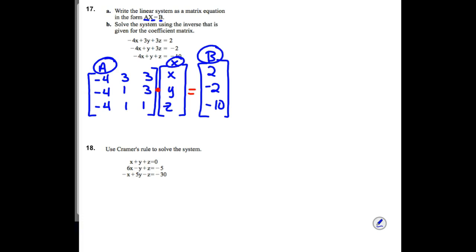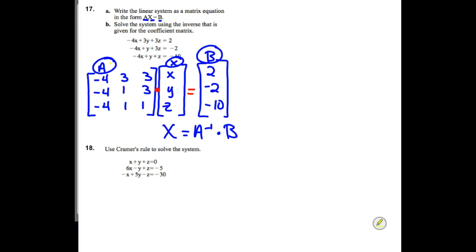Then it says, for part B, solve the system using the inverse for the coefficient matrix. So if I want to find these variables, my variable matrix, I need to take the inverse of matrix A and multiply it to matrix B. I do expect to see that notation on your test. So you're going to identify what the matrix is. You're going to give me these matrices, this equation here, and also this. Once you've done that, you can go to the calculator to finish it up.